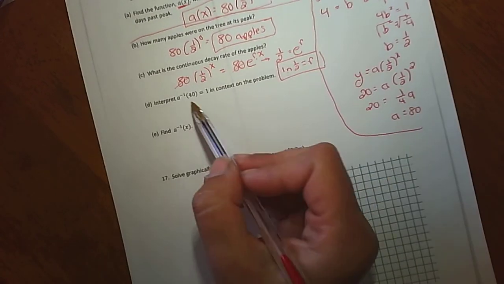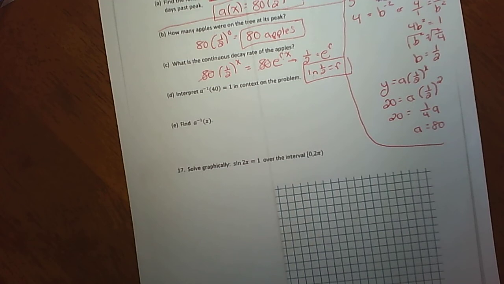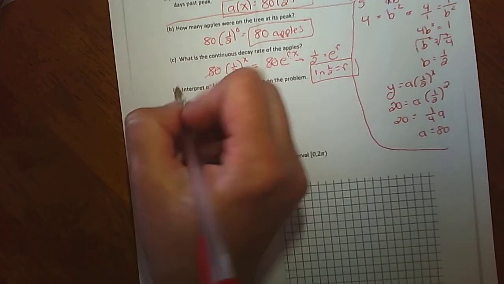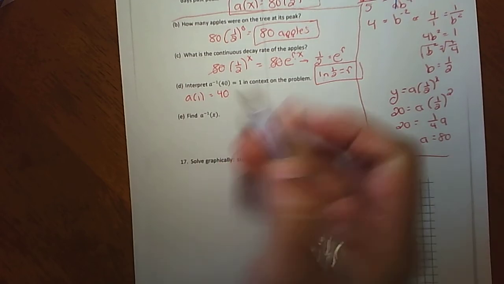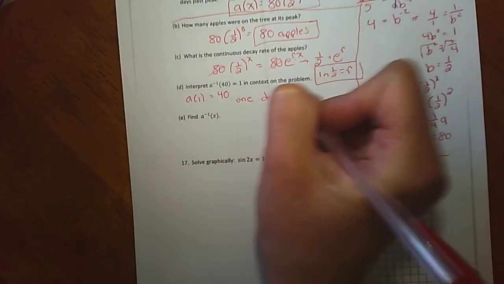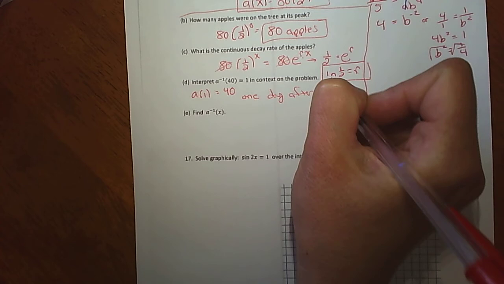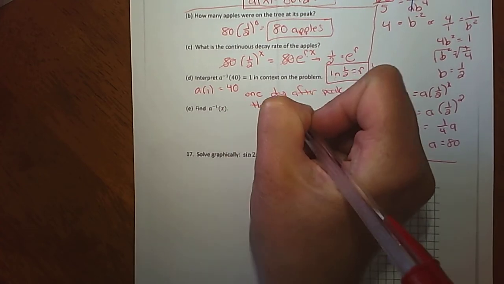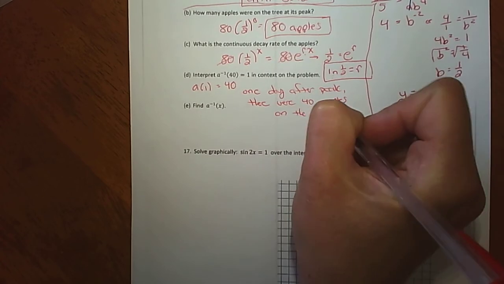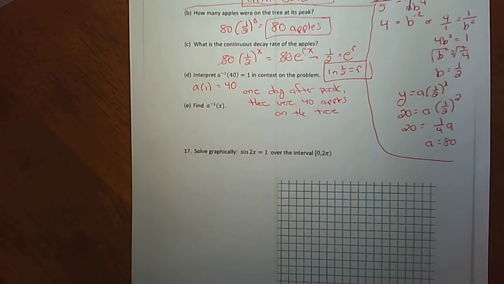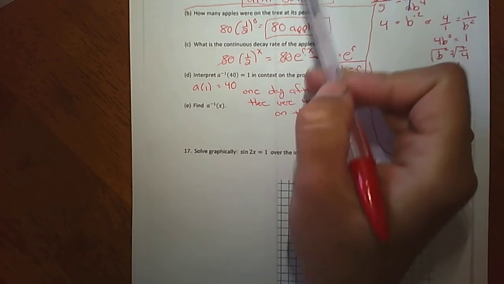All right, next one. Interpret this. Now, some of you have the wording just a little bit off. If this is the inverse, that means A of 1 has to equal 40, right? You flip it. And that means 1 day after peak, there were 40 apples on the tree. And that's the best sentence you could basically give me. There's other versions that I took, but you can't just say after day 1 there were 40 apples on the tree. What does day 1 mean? It's 1 day after peak. You got to be pretty specific based on the question.